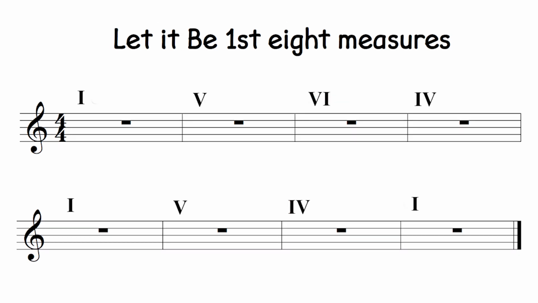Okay, the next thing we have here is we turned this 8 measures of Let It Be into numbers only. Now there is no key. It's just numbers. And you get it, kind of learn this set of numbers if you plan on transposing, and you'll be able to play this in any key very simply without thinking, pretty much. So you have a 1, a 5, a 6, a 4, a 1, a 5, a 4 to 1.